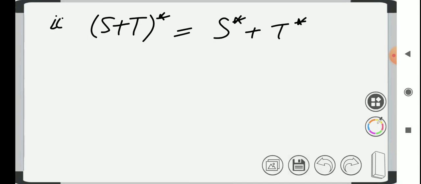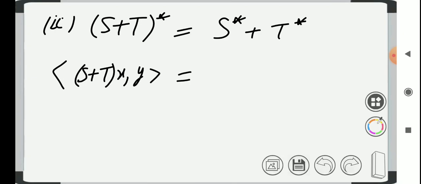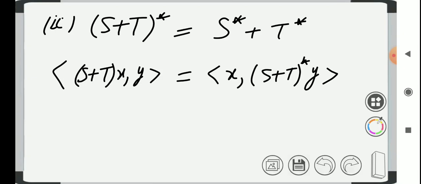Now from the previous property, we can write the defining property of (S plus T) star. We can simply write inner product of (S plus T) of x with y. It must be the same as inner product of x with (S plus T) star y by the very defining property, because (S plus T) star is the adjoint operator corresponding to the sum of two linear operators. As we know, the sum of two linear operators is a linear operator, and a sum of two bounded linear operators is also a bounded linear operator. Therefore this is the adjoint of the corresponding sum operator.